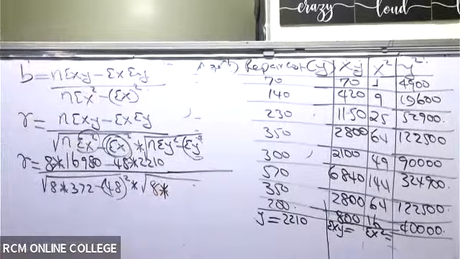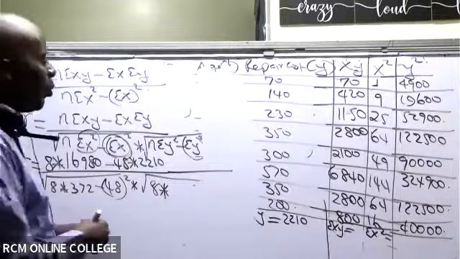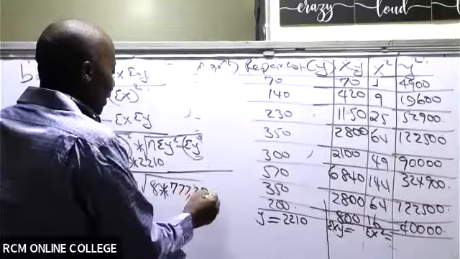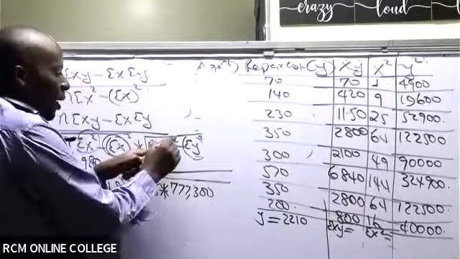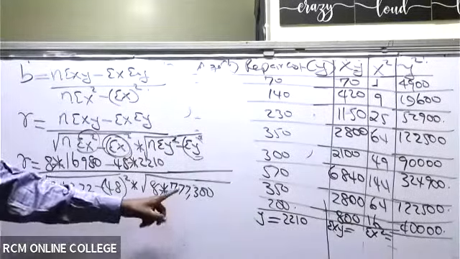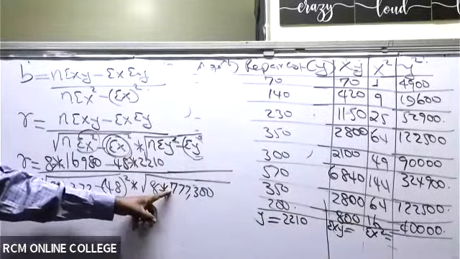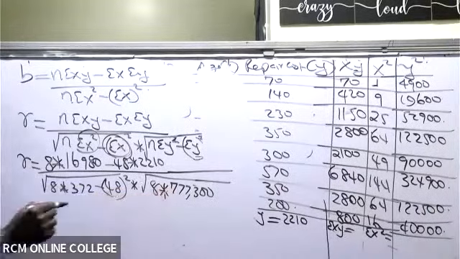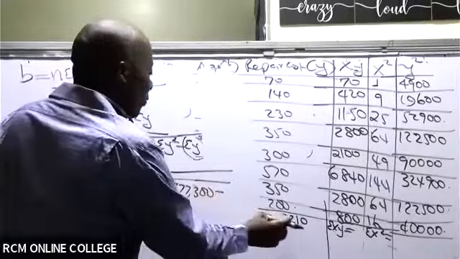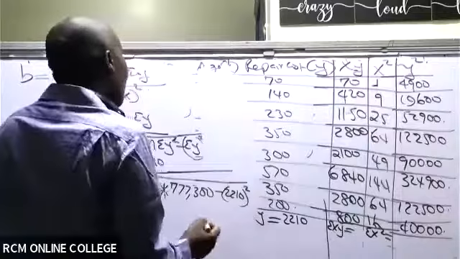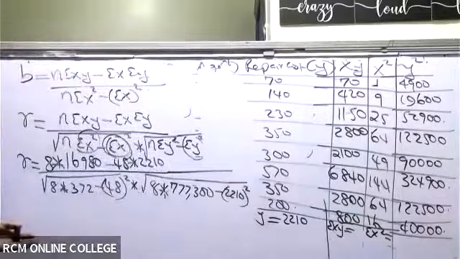Summation of y squared, you guys gave me a big number. Was it 777,300? Are you able to remember this number, 777,300? Yes. Minus summation of y, which I have here as 2210, and now you square this. It may look very big, but trust me, it is very simple.